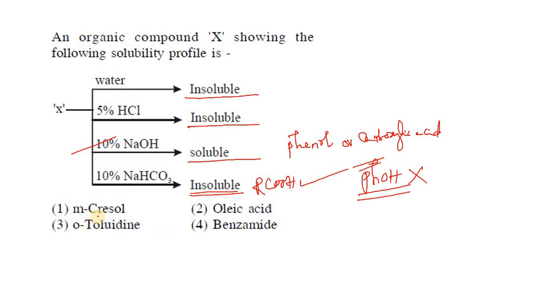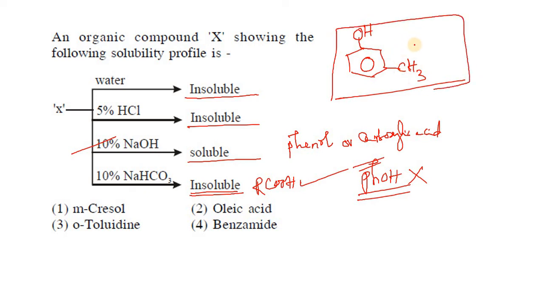So if you take metacresol, what is the formula of metacresol? This is the metacresol. This is OH, and at meta position there is a CH3. This one is phenolic derivative. This one is soluble in 10% NaOH and insoluble in 10% NaHCO3. And oleic acid, if you take, it's a long chain fatty acid. This one is soluble in both sodium hydroxide and sodium bicarbonate.